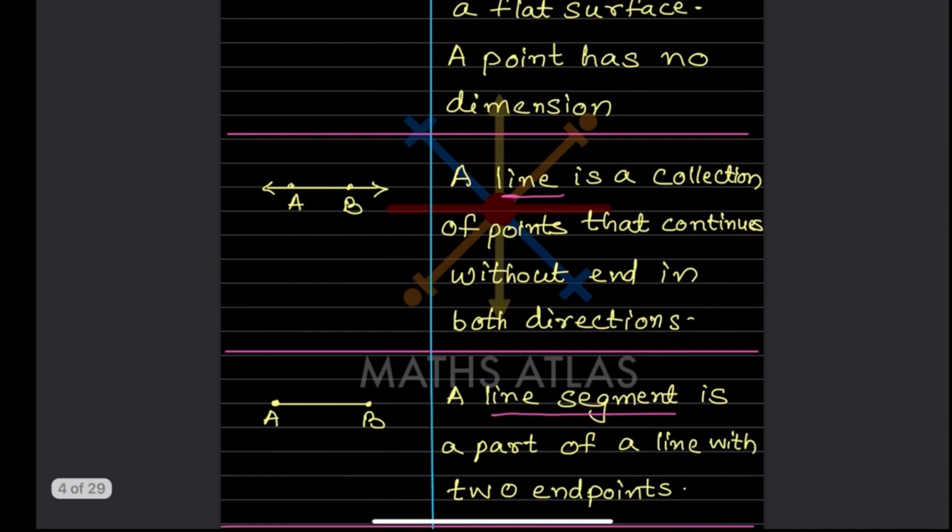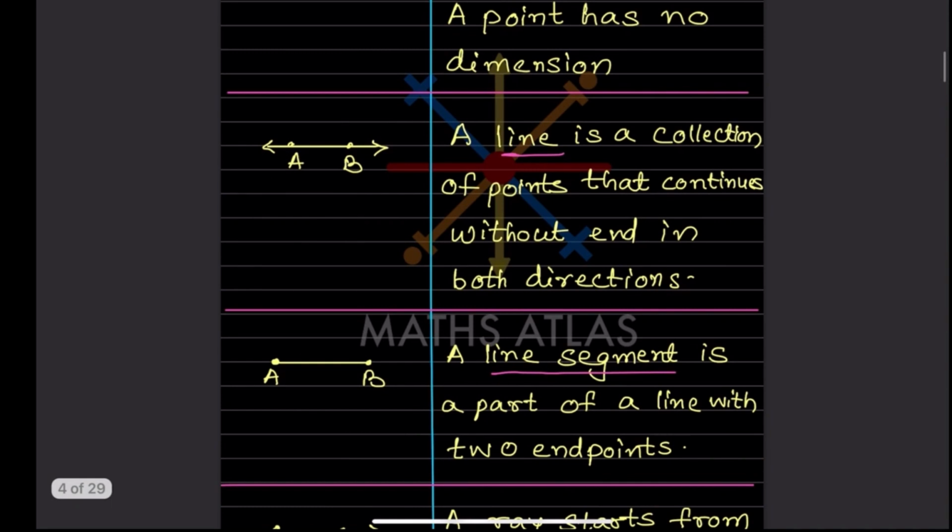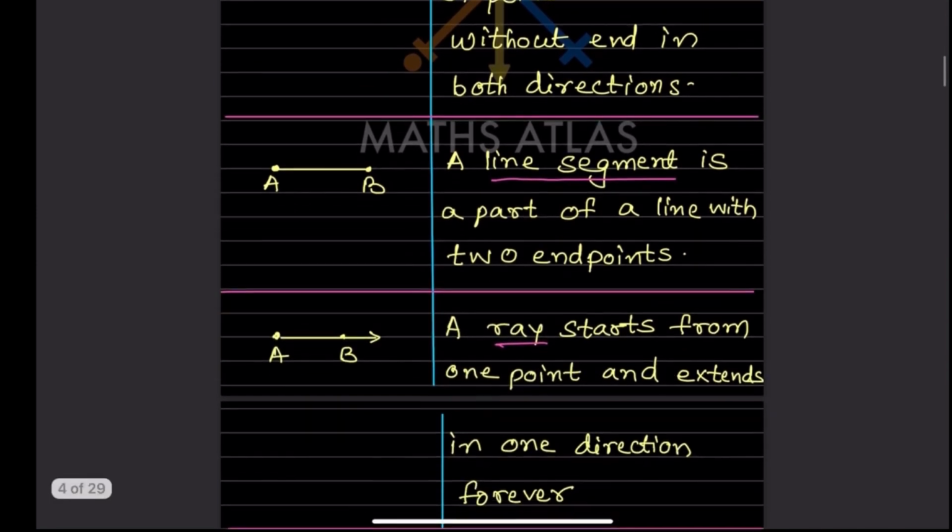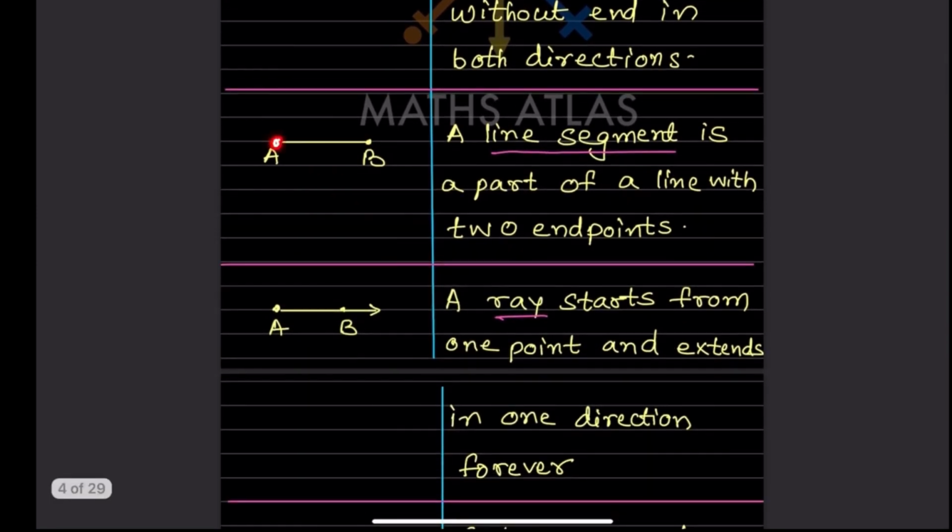Now here, can you see a line with these arrows? So this is a line. Why do we say this? A line is a collection of points that continues without end in both directions, meaning we can extend this line to infinity, and this also to infinity. So these arrows are shown in a line.